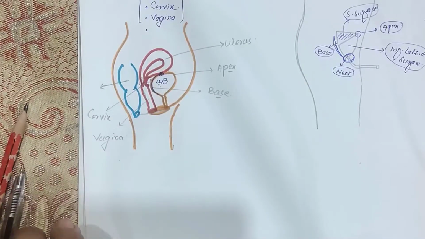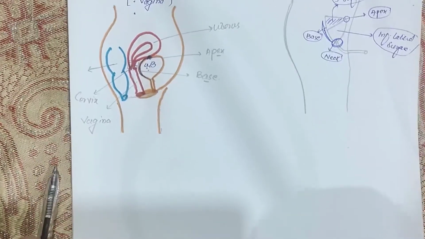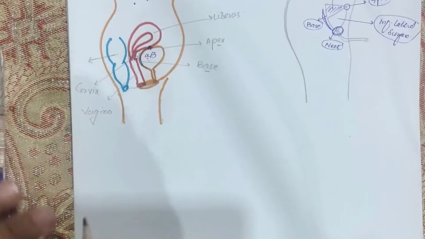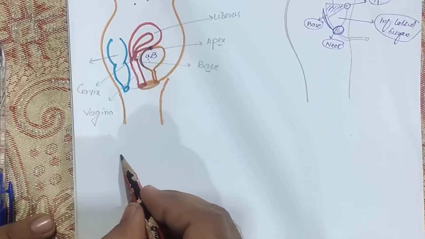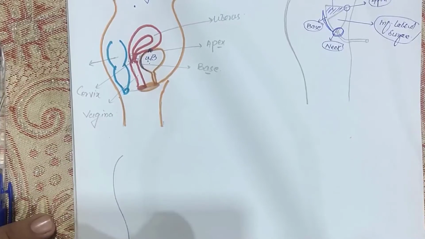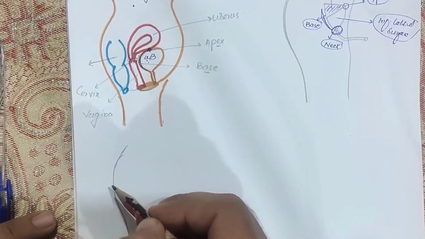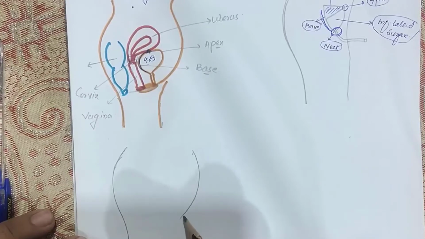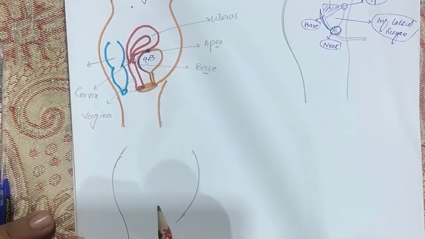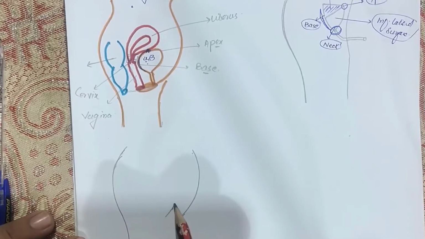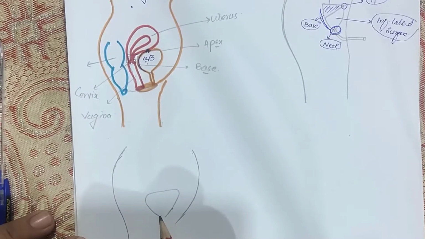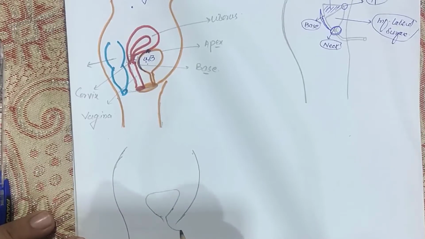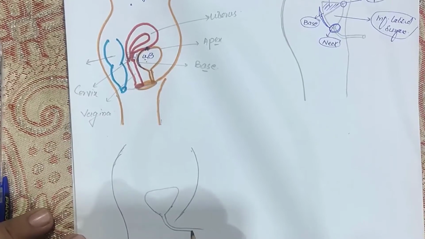Now in case of male, what are the structures which are in relation to the base of the urinary bladder? So again we will draw the body of a male here, right? Like this. Okay, now look carefully. There will be his urinary bladder. Look here, this is the urinary bladder of a male, right? Then this is the neck of the bladder, and you know this is the urethra, right?